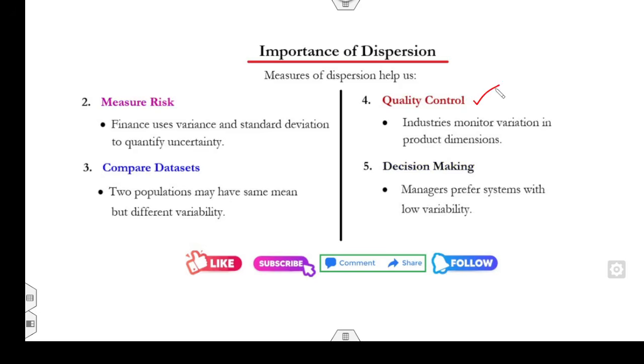Similarly, you can control the quality of any product based on the dispersions, and you can make better decisions based on the low variability. Low variability means low dispersions.